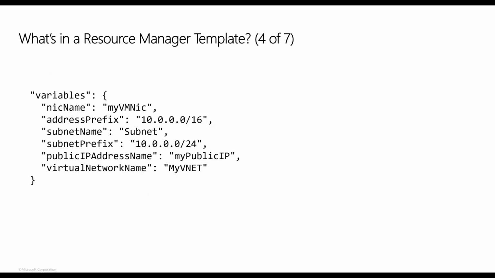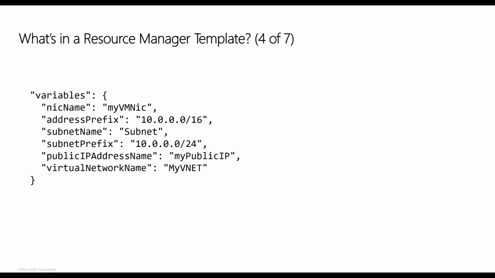Coming to variables, variables define values used throughout the template. For example, you can define a storage account name one time as a variable and use that variable throughout the template. If the storage account name changes, you only need to update the variable. This is an example from an ARM template where you can use variables. I'm specifying a set of variables: my nickname, address prefix, subnet name, prefix, public IP address name, virtual network name.